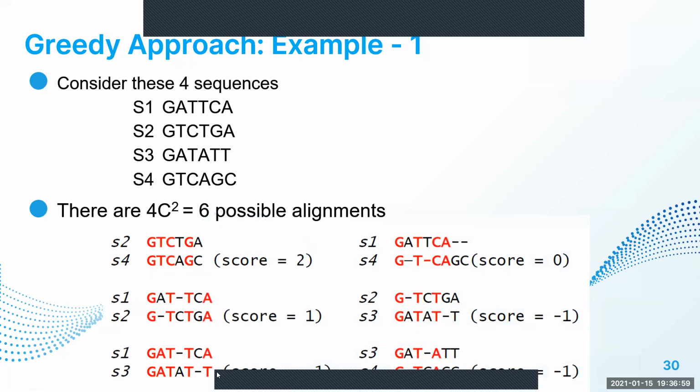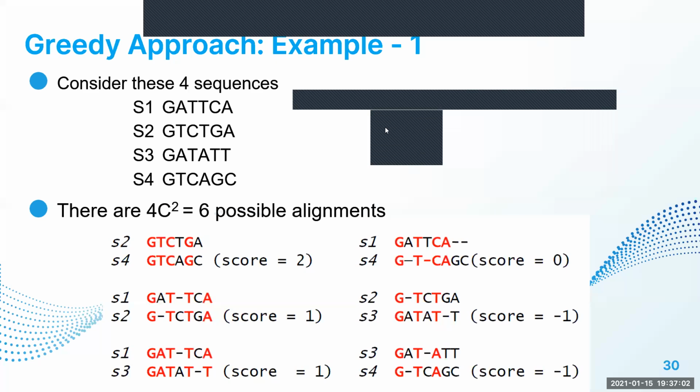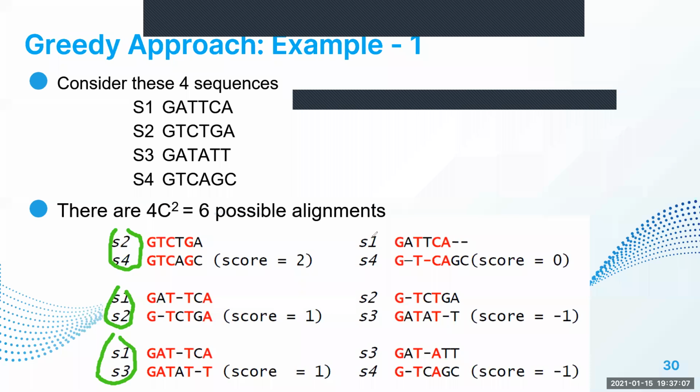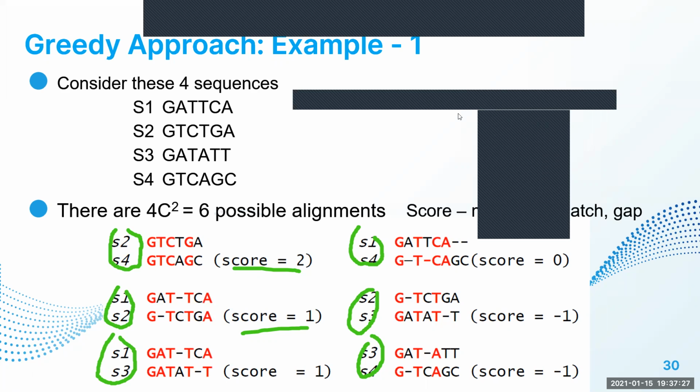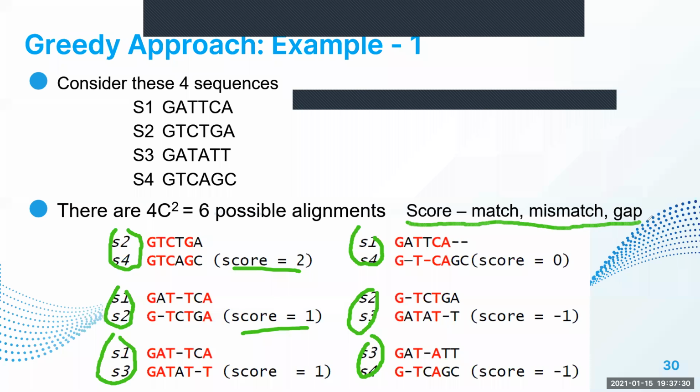Then you're going to do the pairwise alignment. You select pairs, and like this you can select 6 combinations. Then you do the pairwise alignment, and the score will be generated based on the match, mismatch, and gap values in your matrix. So you generate some sort of score based on your matrix. Then you check. This is the first iteration.